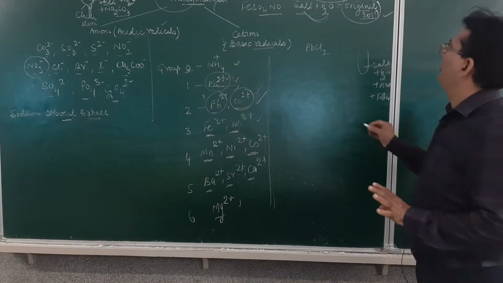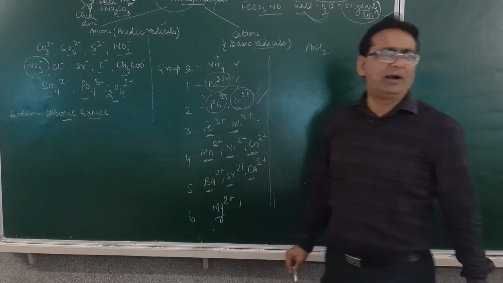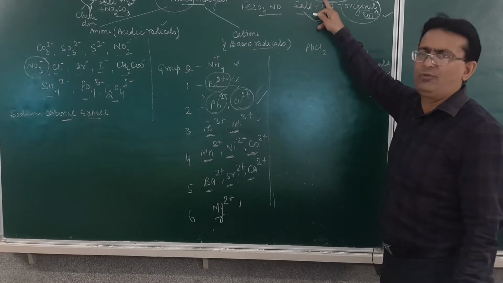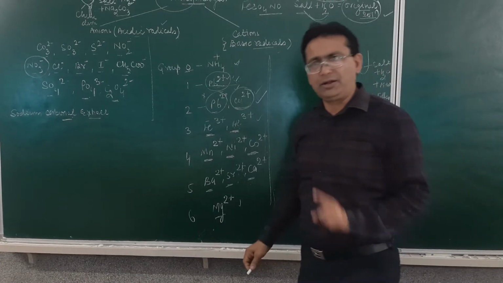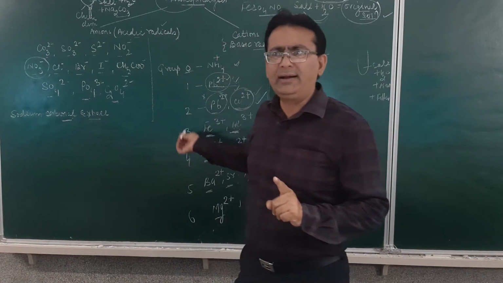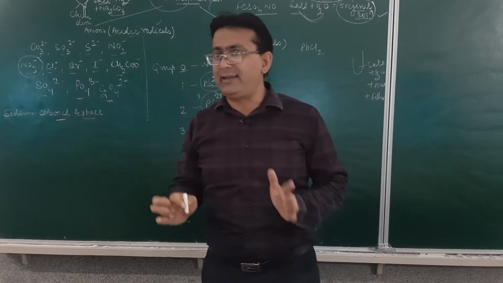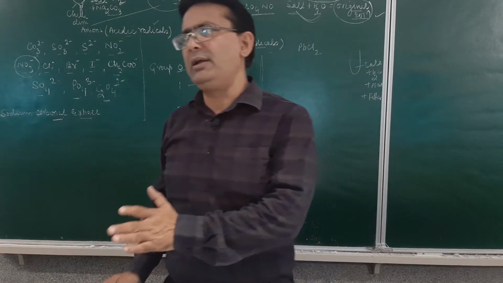As for example, suppose I give you the lead nitrate salt. So what is the cationic part over here? Lead. What is the anionic part over here? Nitrate. Anions are acidic radicals. Cations are basic radicals. And we will be identifying anions and cations by performing a test.